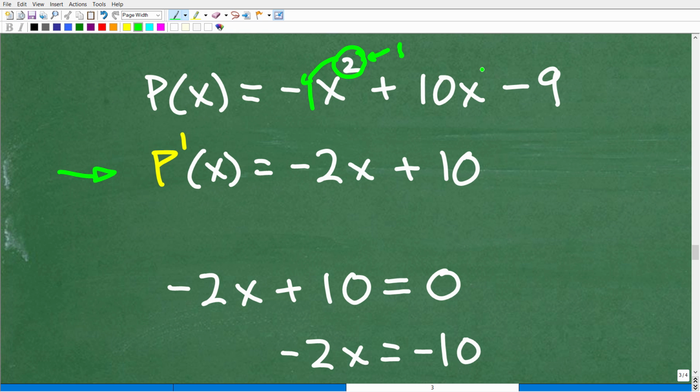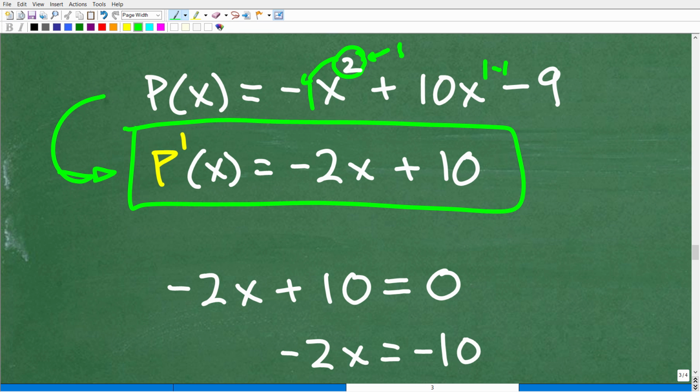And now we're going to use the same thing over here. So I have 10x to the first. So 1 times 10 is 10. And then I'm going to decrease my power here, x to the first, by 1. So it's x to the 0. Anything to the 0 power is 1. And I am done. When we take the derivative of a constant, it's just going to be 0. So this effectively is the first derivative of this function.